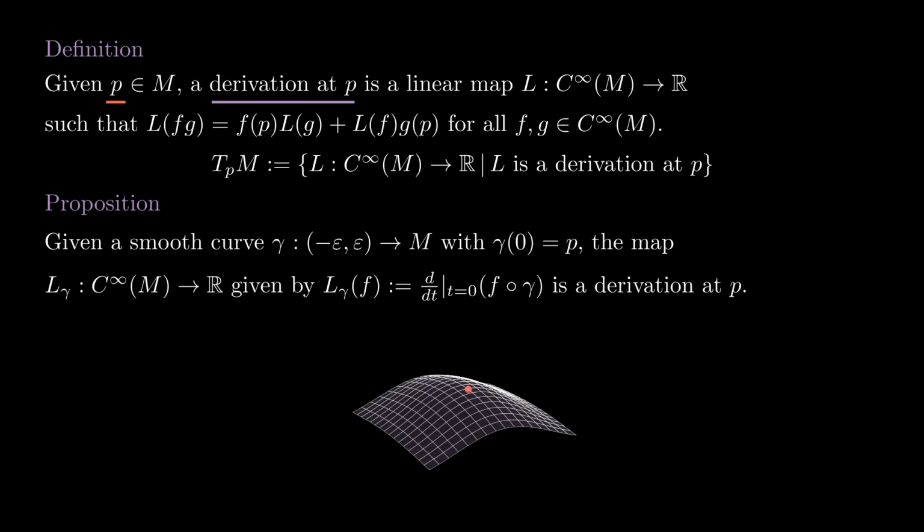When we have a smooth curve gamma passing through P at time 0, we can define a derivation associated to it called L_gamma. What this derivation does is it takes a function f and composes it with gamma, making it a smooth function defined in a real interval. Now it makes sense to take the derivative at 0. This derivative at 0 is how we define L_gamma applied to f.